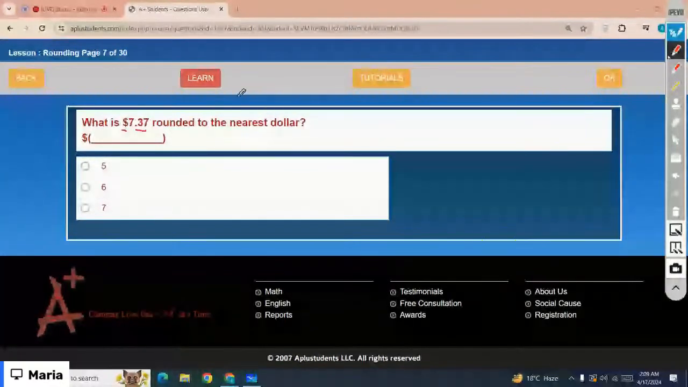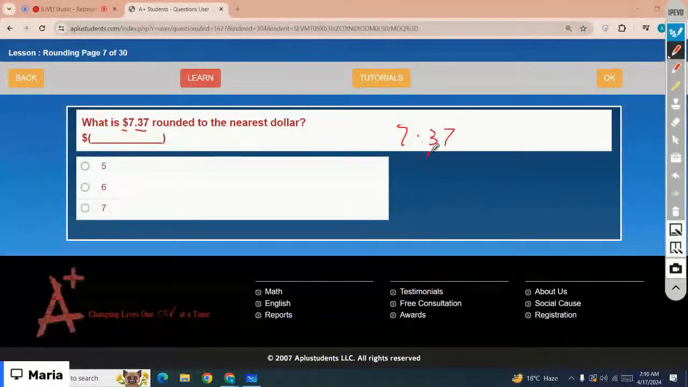So just look at the first decimal place right after the decimal point, right? That is 3. You need to compare it to 5. So 3 is less than 5. That means you need to round down on the dollar, right? It would be rounded to 7.00. That is $7. Yes, the correct option is $7. Very good.